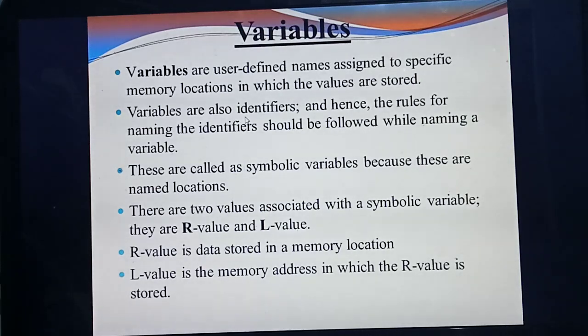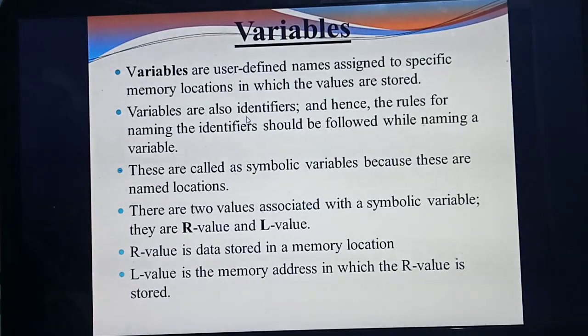The other name of variable is identifier. If you are defining some variable, some rules will be there. For example, int A, int B, or float A, float B. Based on the data types, you are naming the variable. So if you are defining the variable, you should follow some rules.